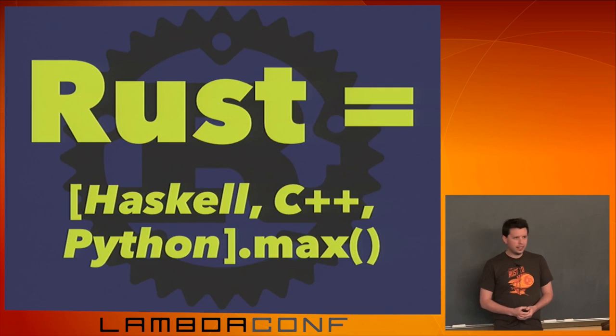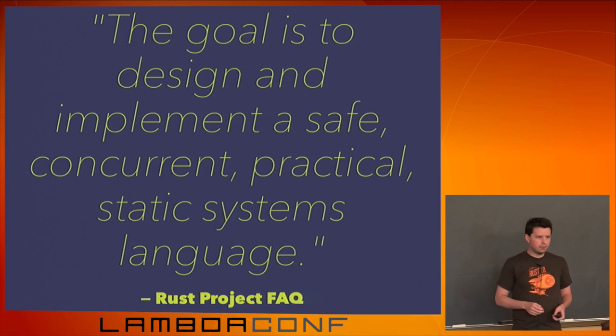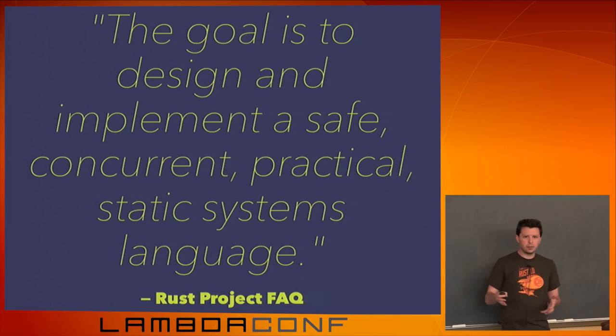And so I'm going to cover some of the highlights that Rust gives us. When they set out to actually write Rust, they set out to design a safe, concurrent, practical, static systems language. And this means that safety and concurrency are not afterthoughts. They are explicit goals. And interestingly enough, practicality is also a very explicit goal in the design of the language. This actually comes up a lot in a lot of the features, a lot of the reasons why it does things. And these goals give us context for understanding the language as a whole.